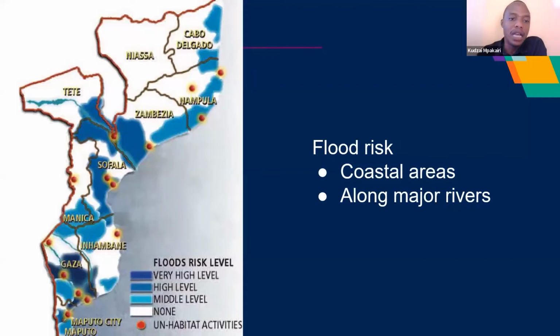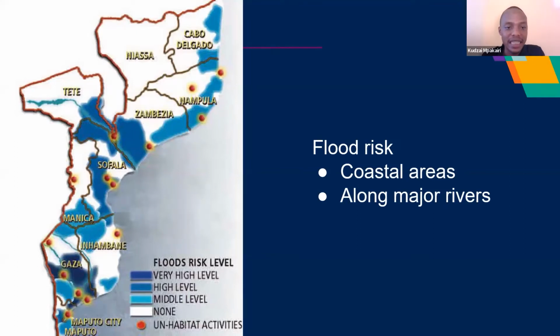For example, in the map, in the picture, you can clearly see that the coastal areas, like we mentioned earlier on, are the areas that are at risk when it comes to flooding in Mozambique. This work was done by UN Habitat, and it shows where some of its activities are in terms of trying to rescue and assist people, especially when it comes to flooding. You can also see that along the major rivers is where flooding also occurs.